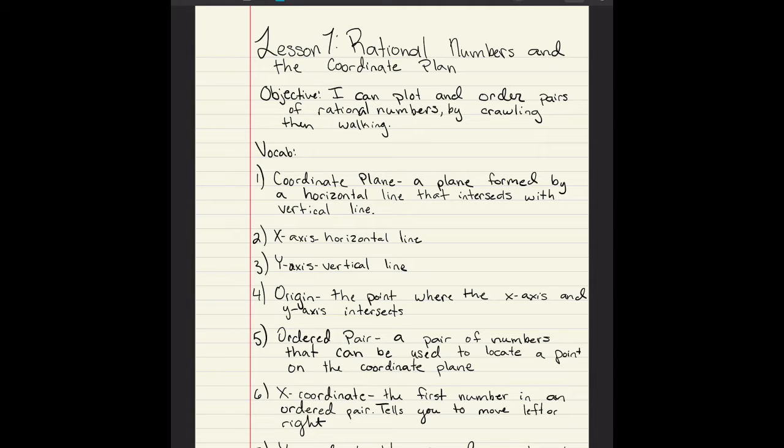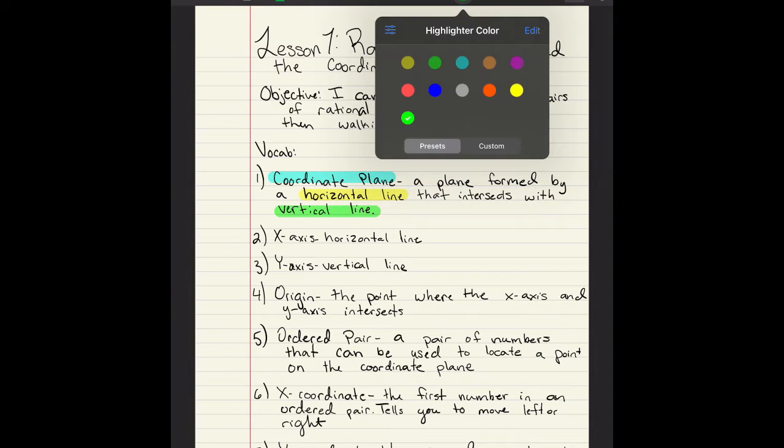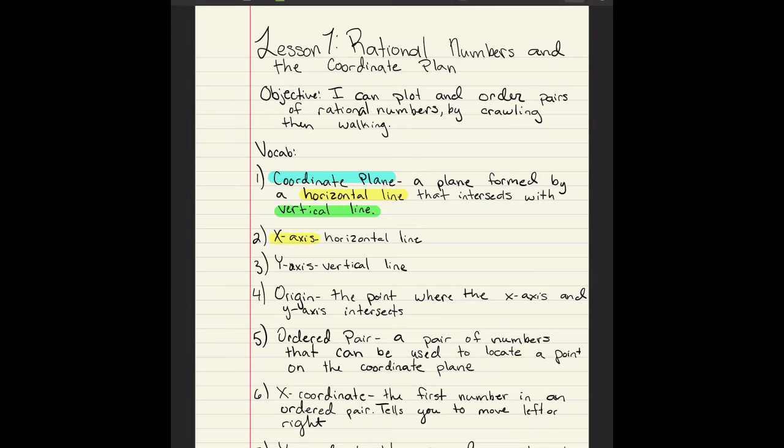So let's start with a coordinate plane. A coordinate plane is a plane formed by a horizontal line and a vertical line. The x-axis is our horizontal line, and the y-axis is our vertical line. So to make up a coordinate plane, you have the x-axis, which is a horizontal line, and the y-axis, which is a vertical line.